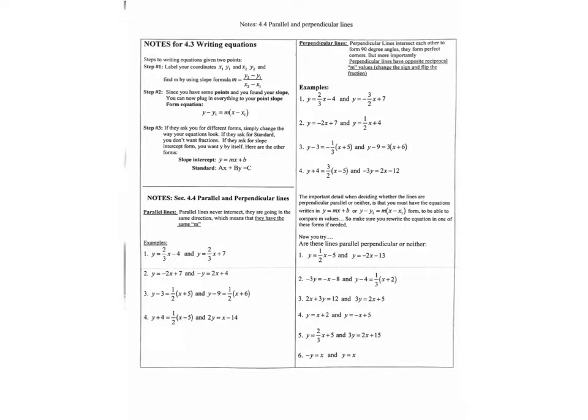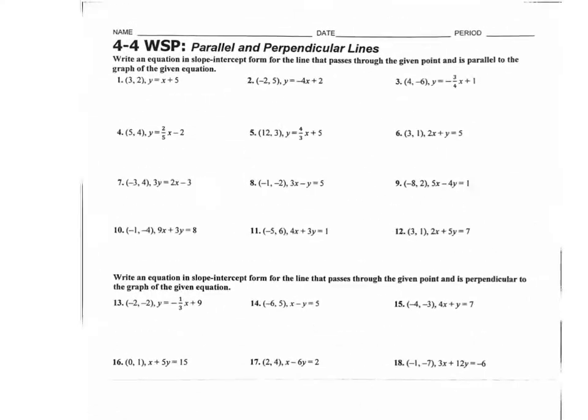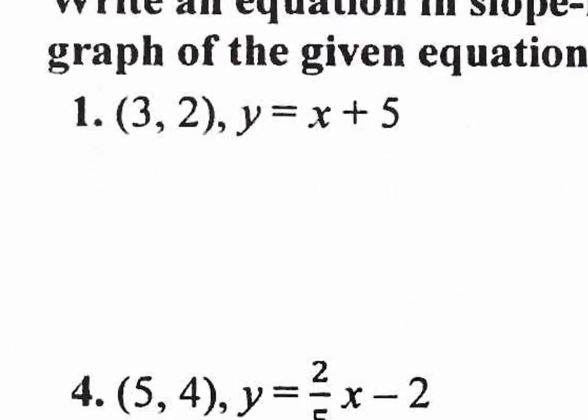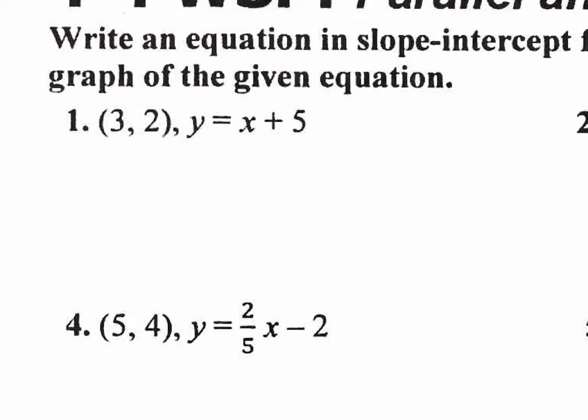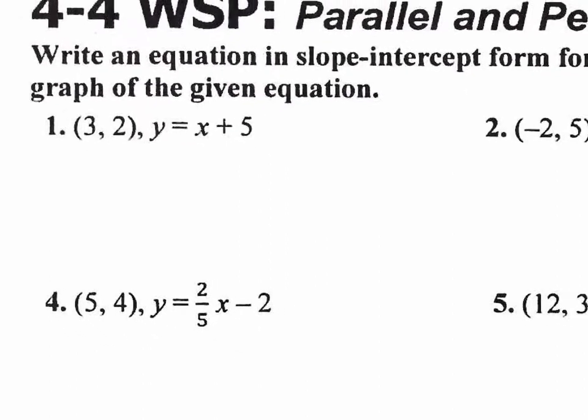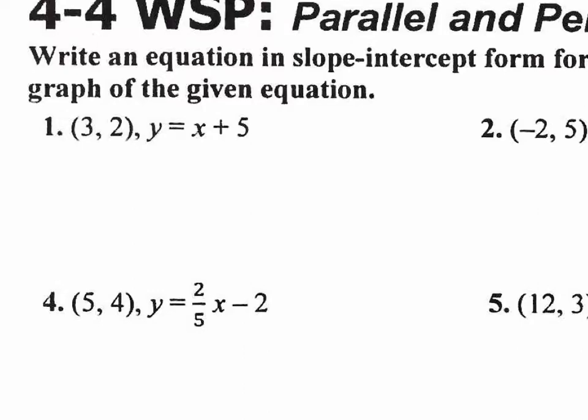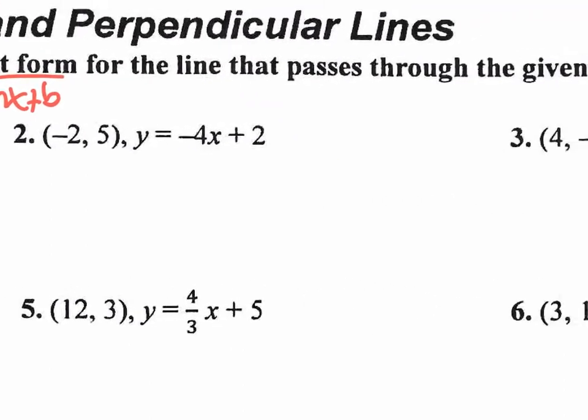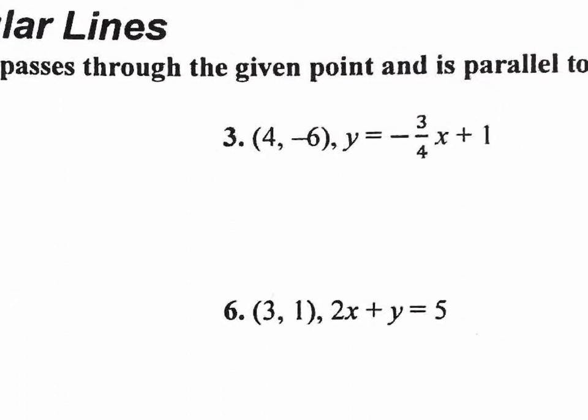These are the notes, but I'm going to jump right into the homework. Looking at the homework, they give you a point and they give you an equation, and they tell you that your line, you need to write an equation. Let's read the instructions here. It says write an equation in slope-intercept form. That's y equals mx plus b of the line that passes through the given point and is parallel.